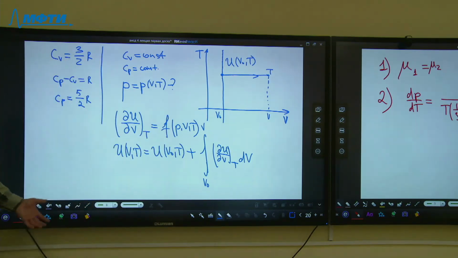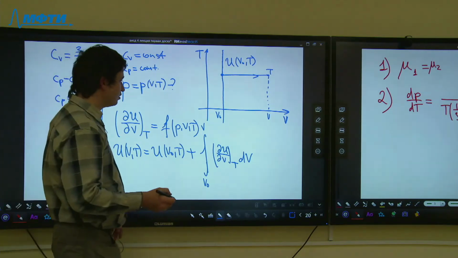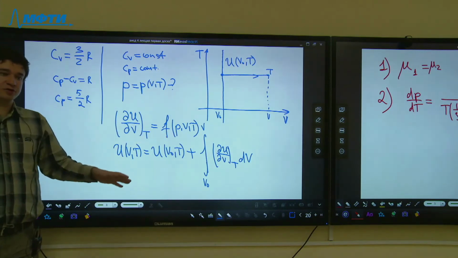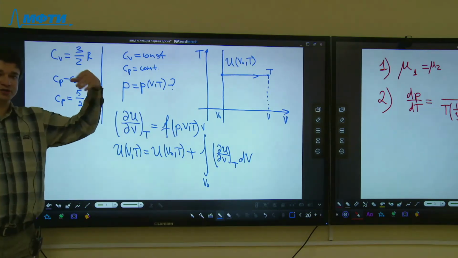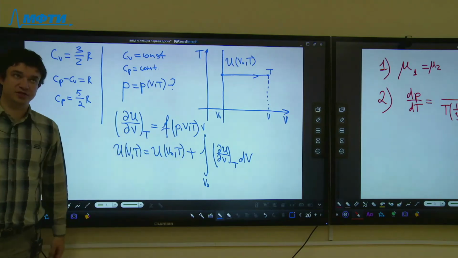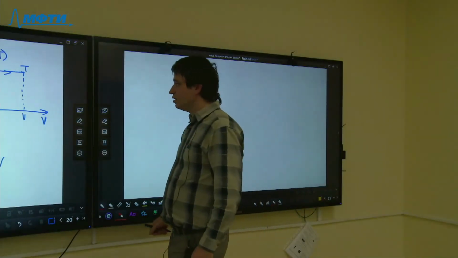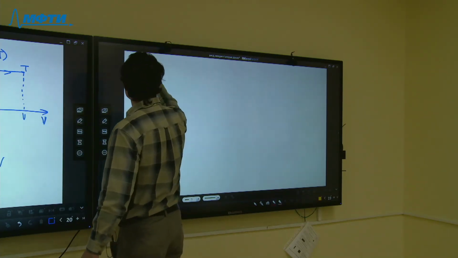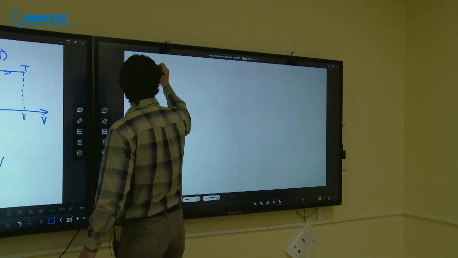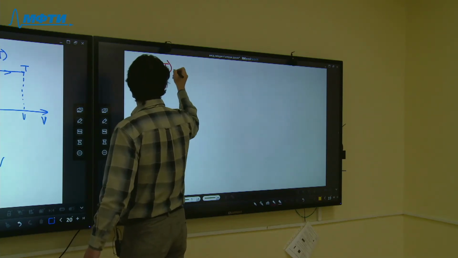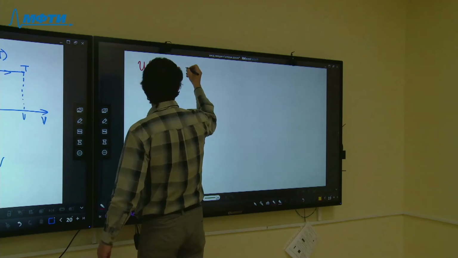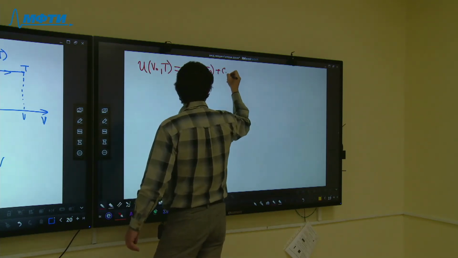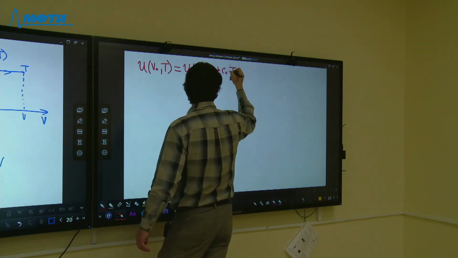F is a function of pressure, volume, and temperature. I just don't specify this function now, because if you want to look at this function, you need to go back into your notes on the previous lecture. So in here, since Cv is constant, then I can say that for any volume V0 and temperature T, I can present my function as U of V0, T0 plus Cv times (T minus T0).